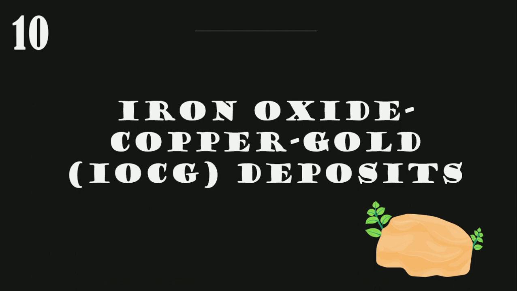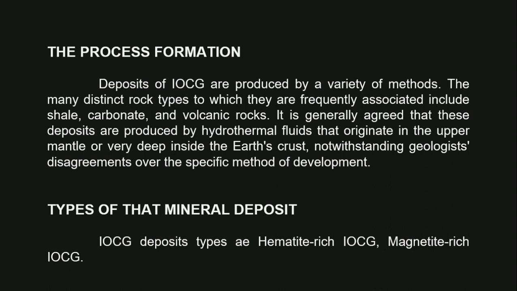So last but not the least, the iron oxide, copper, gold deposits, which we could call IOCG deposits. So these deposits are produced by a variety of methods. The many distinct rock types with which they are frequently associated include shale, carbonate, and volcanic rocks. It is generally agreed that these deposits are produced by hydrothermal fluids that originate in the upper mantle or very deep inside the earth.